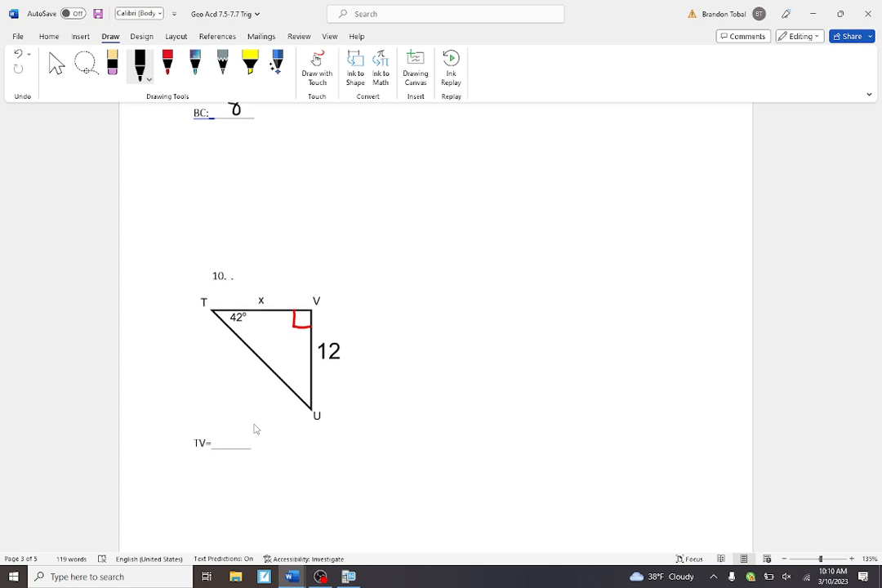You have angle 42 at T. From 42, you have the opposite, which is 12, and you're looking for x, the adjacent. So, opposite and adjacent. SOHCAHTOA, which one is it? If we have opposite and adjacent, O and A, TOA, so tan. So tangent of 42 equals opposite 12 over adjacent x.